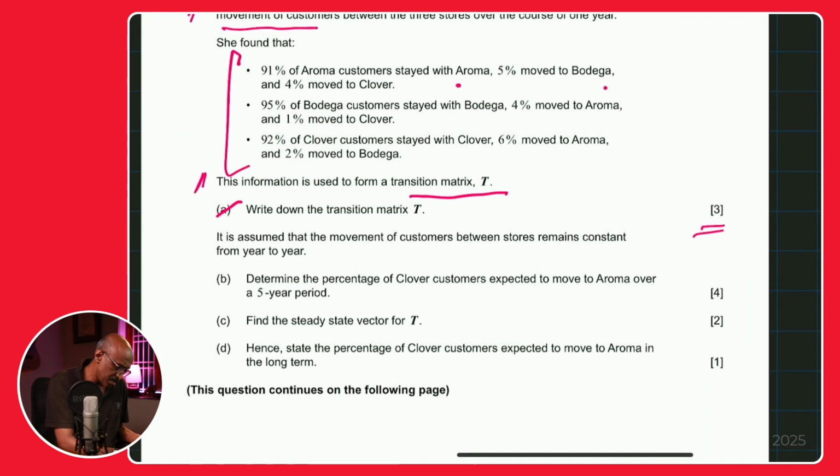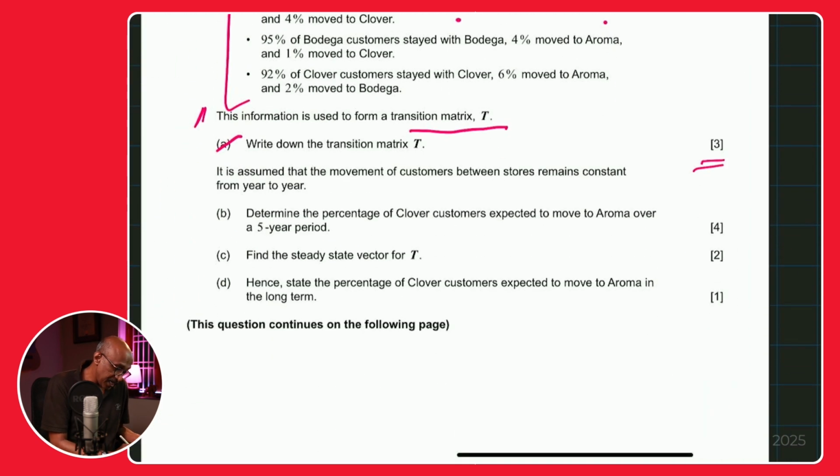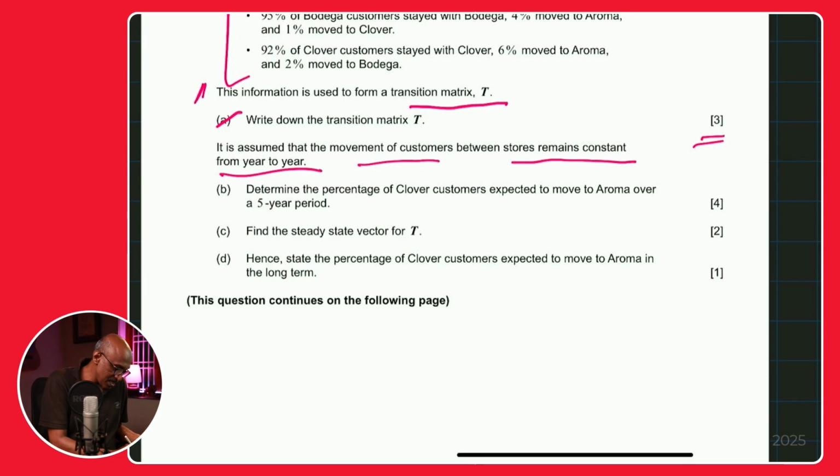So that's the transition matrix. Let's move on to part B, but read what's coming up before that. It is assumed that the movement of customers between stores remains constant from year to year. That's an assumption being made: the rate at which customers move, the percentage of customers that move, remains constant. Part B says, determine the percentage of Clover customers expected to move to Aroma over a 5-year period. There are 4 points for that. Determine the percentage.